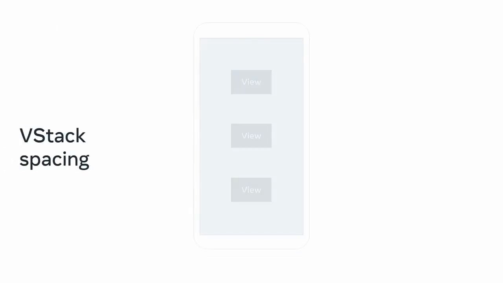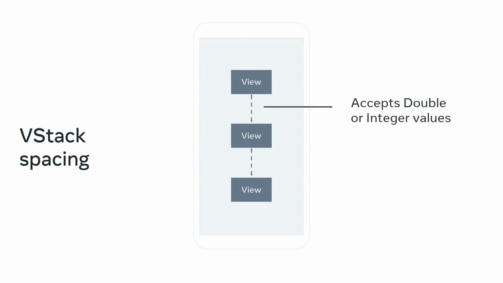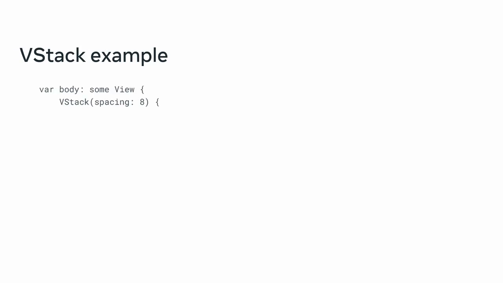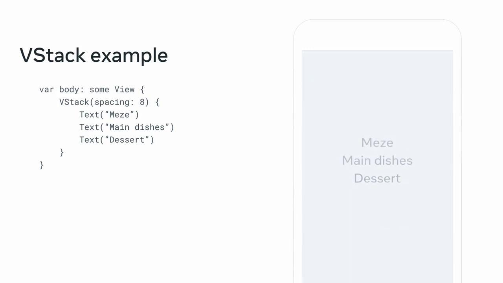The spacing property applies to all stacks, not just VStacks, and determines the amount of space or margins between views in a stack in points. The value's type is double, but you can also provide integer values. Observe this simple code example for a VStack that displays 3 of the meal categories available at the Little Lemon restaurant in a top-to-bottom list. In the output that the code produces, notice that the text elements are set vertically, with 8 pixels of spacing in between them.